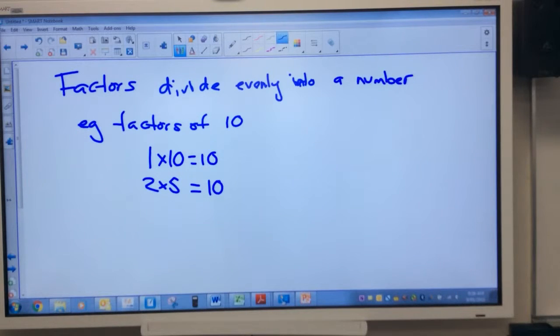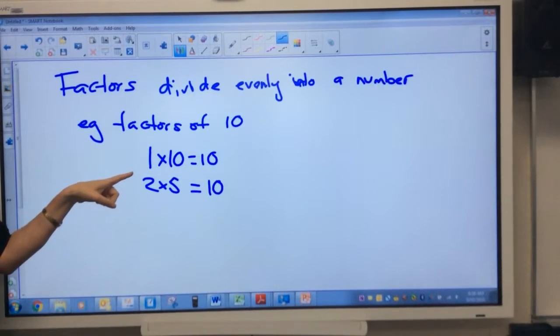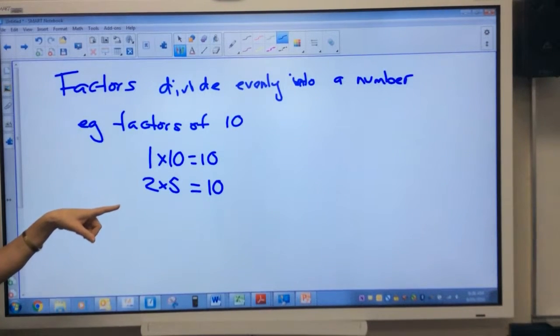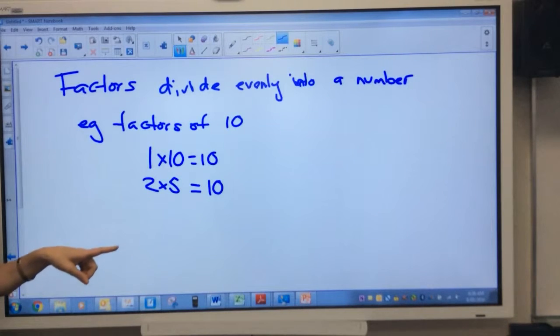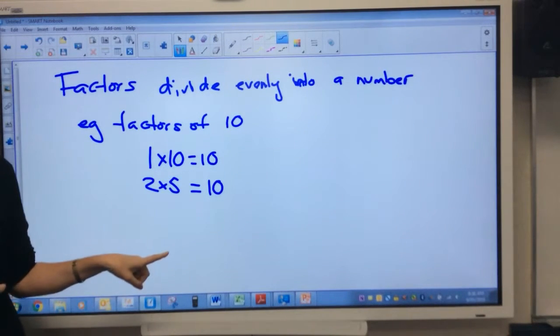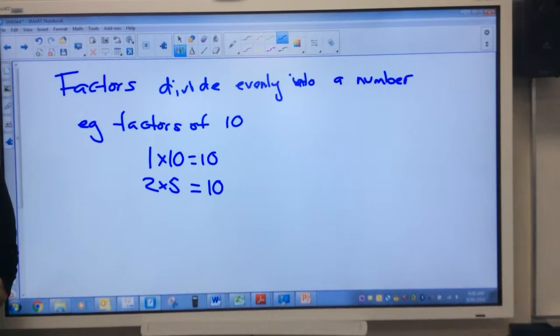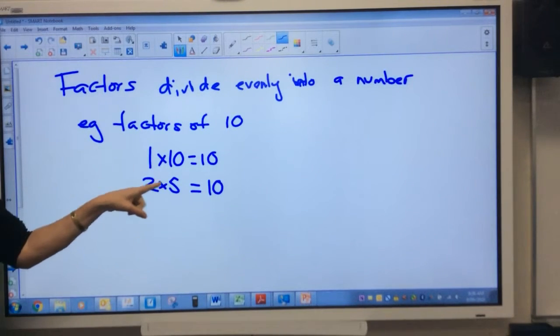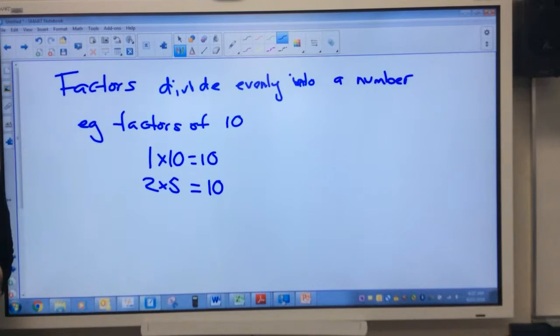Okay, 2 times 5 and 5 times 2, they're the same thing. So I can get 10 by doing 1 times 10, 2 times 5. So I've done 1, 2. Does 3 divide evenly into 10? No. Does 4 divide evenly into 10? No. Does 5? Yes. So 5 does, but I've already got it there. 5 times 2. So if I use that method, I can be guaranteed I find all factors.